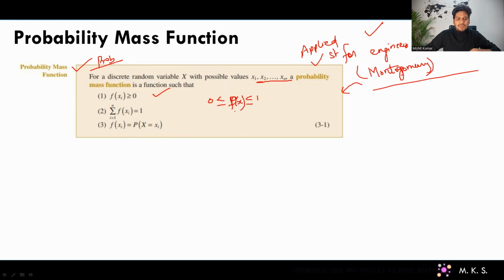Or you can say f of x, right? So f of x will be between 0 and 1 and it will always be greater than 0. So the first condition is correct. Then for all the values of your random variable, when you sum all those probabilities, you will find the sum will be 1, right? So the summation of i equal to 1 to n observations in our random variable, f of xi, should be 1. The third is that it should be probability of X equals xi, right?